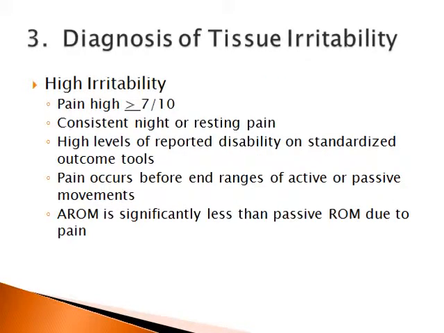Once you rule a patient into this category of shoulder pain and mobility deficits, in order to treat them, you then want to determine their tissue irritability level. You would place them in the category of high irritability if they're reporting their pain to be 7 out of 10 or higher, their pain is consistent at night or at rest, they have high levels of disability on standardized outcome measures, pain occurs before they even get to their end ranges of active or passive motion, and their active range of motion is significantly less than their passive motion.